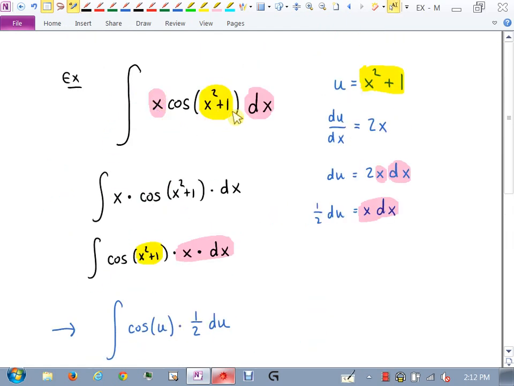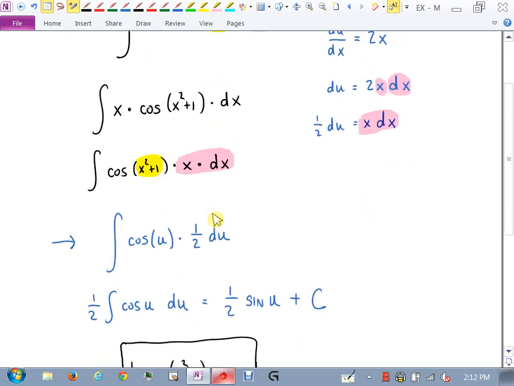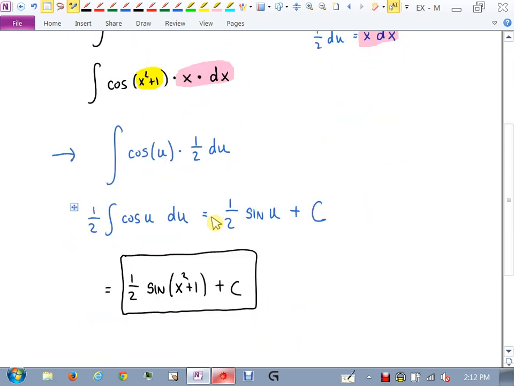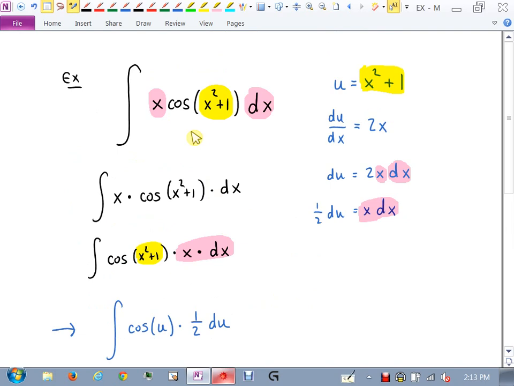x cosine x squared plus 1, right? So how would we take the derivative of this, just to check our answer? One half, cover it up. What's the derivative of sine of something? Cosine of that something, times the derivative of what's inside. What's the derivative of what's inside? 2x. What's half of 2x? x. So that would be x cosine x squared plus 1. That would work, wouldn't it?